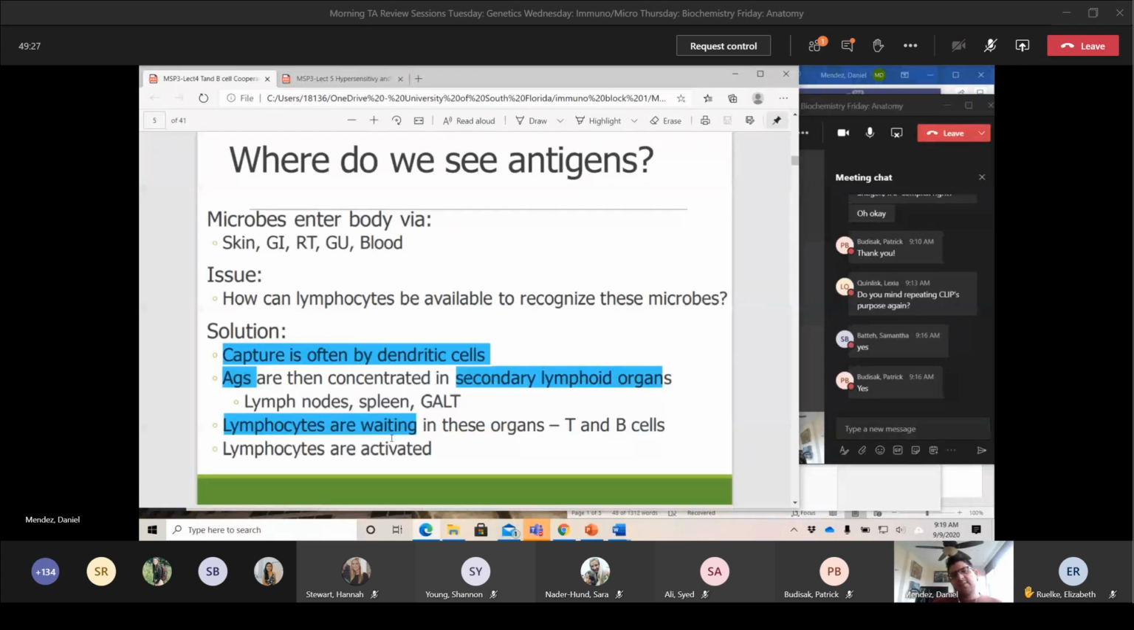So the lymphocytes, the B and T cells, are waiting in those secondary lymphoid organs for this interaction. This is where they wait. So we don't really have too many B and T cells roaming around in the blood. We do have a certain amount, but not that many. They mainly sit in the lymph nodes waiting to be presented with antigen.